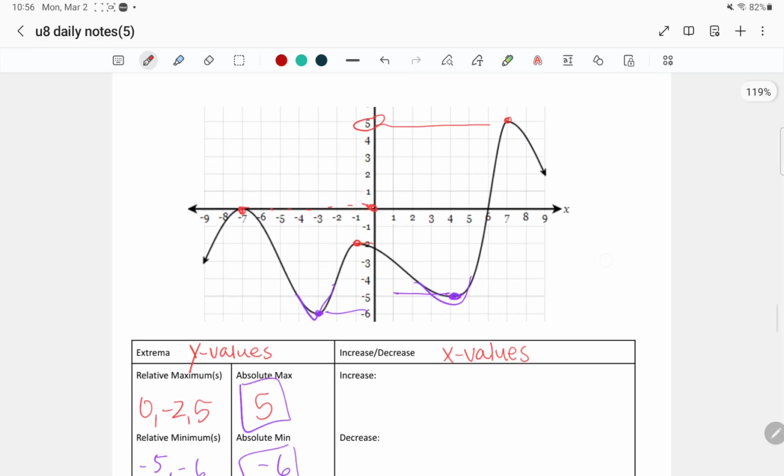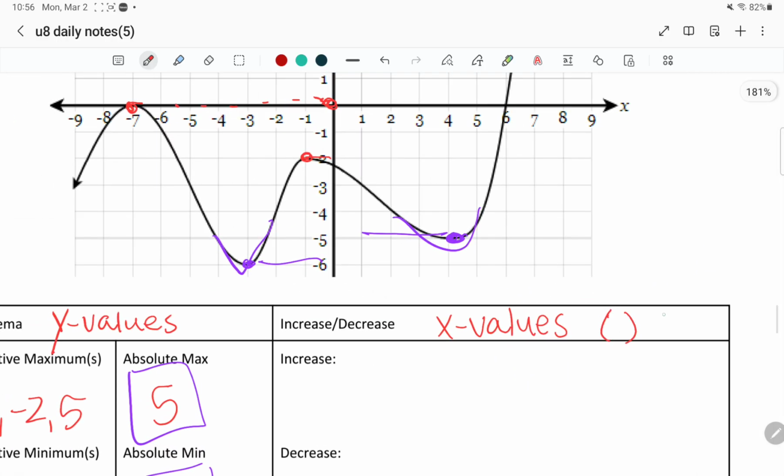Let's talk about increasing, decreasing. Increasing, decreasing, first of all, always soft. Always parentheses. You're never using the hard brackets, okay? So that's kind of nice.